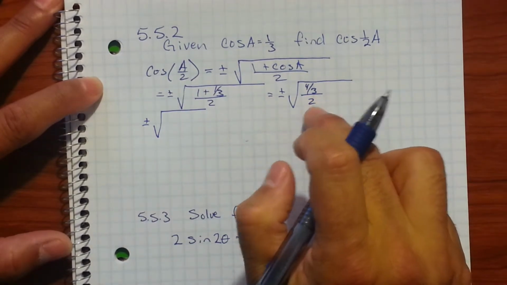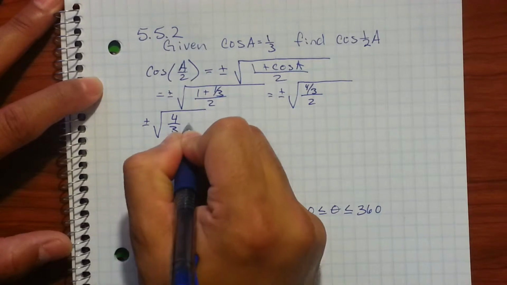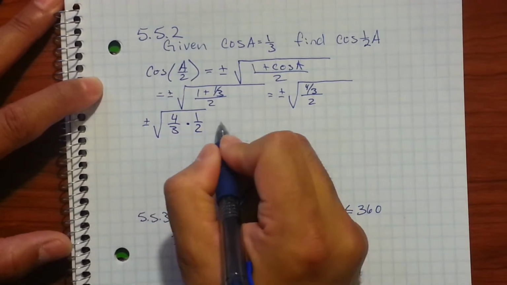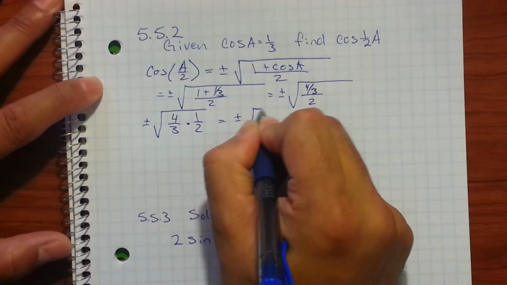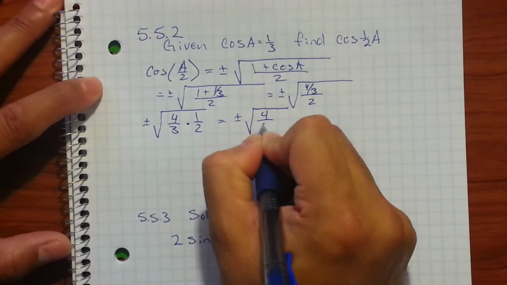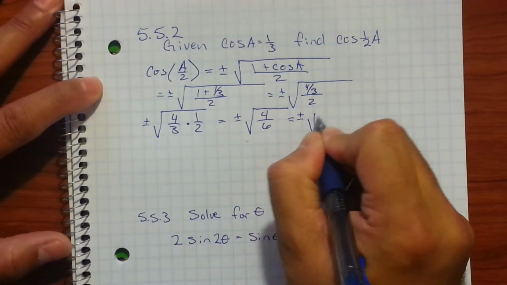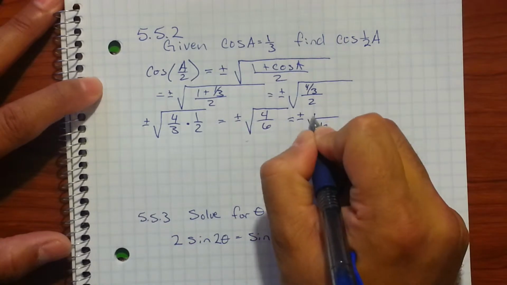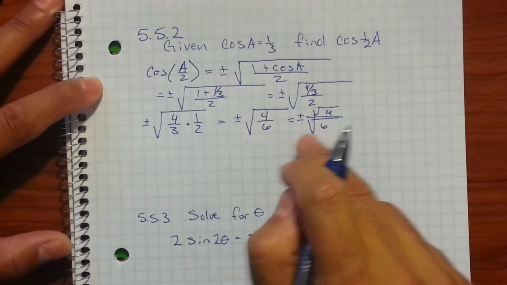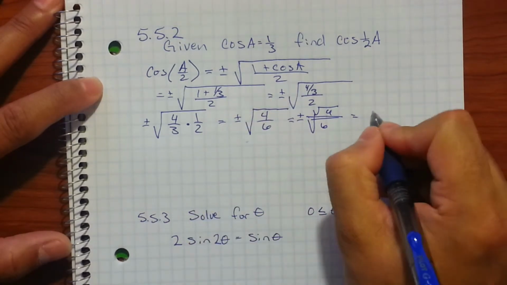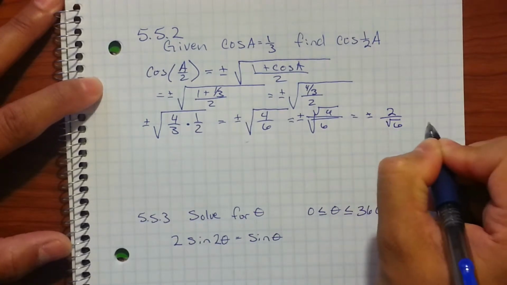So dividing by 2 is the same as multiplying by 1/2, so I'm going to have 4 over 3 times 1 over 2. That means I'm going to end up with plus or minus the square root of 4 over 6. Now simplify my radical by separating it: square root of 6 on the bottom and square root of 4 on top. Okay, separating my fractions, so I get plus or minus 2 over rad 6.